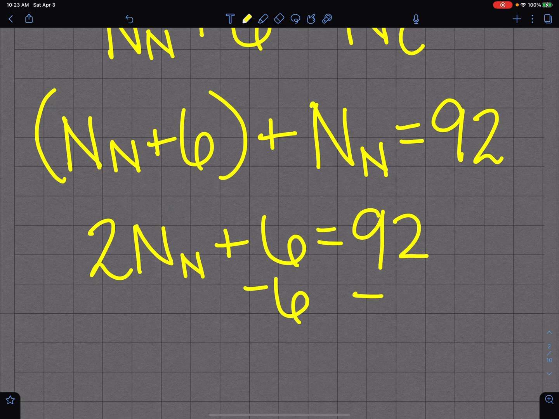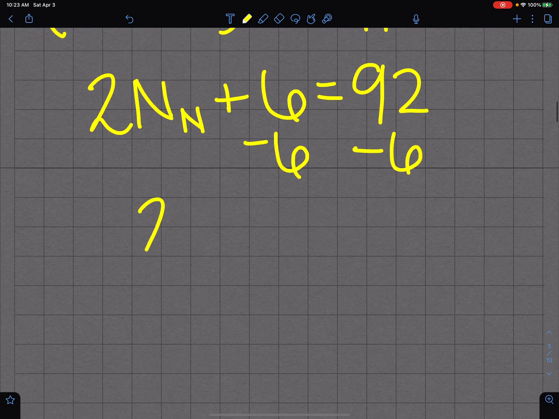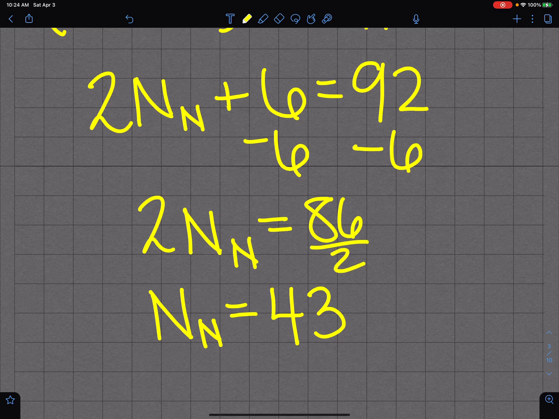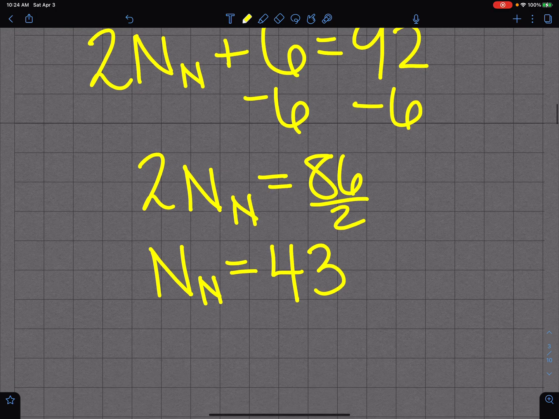Subtract 6: 2n equals 92 minus 6. I don't know if you want me to do this whole thing, but I'll just tell you that 2n is 86, then divide by 2. So you get 43 for n, and that means that the number that Charles picked, which is 6 more than that, is 49. And that's the final answer.